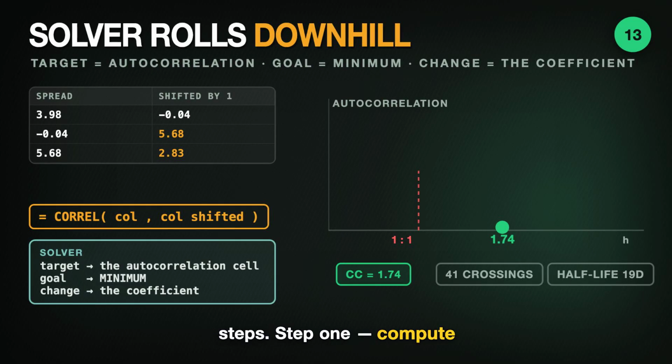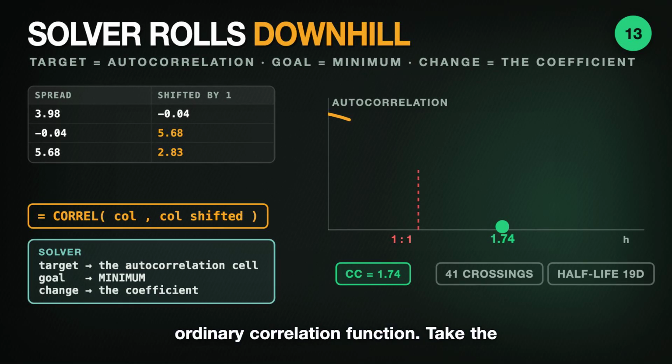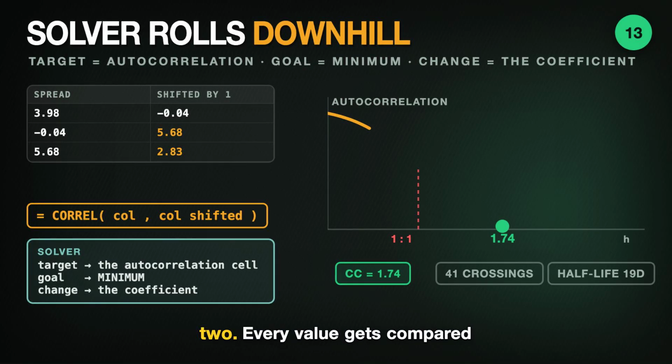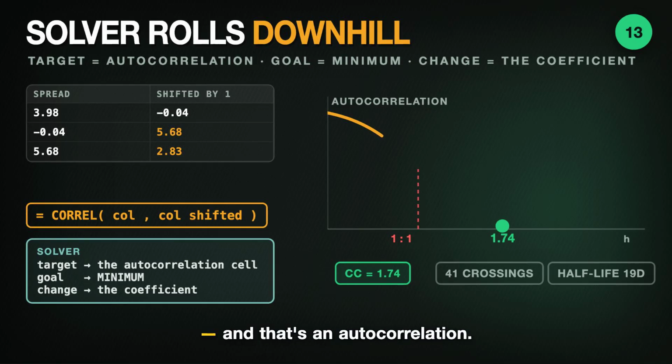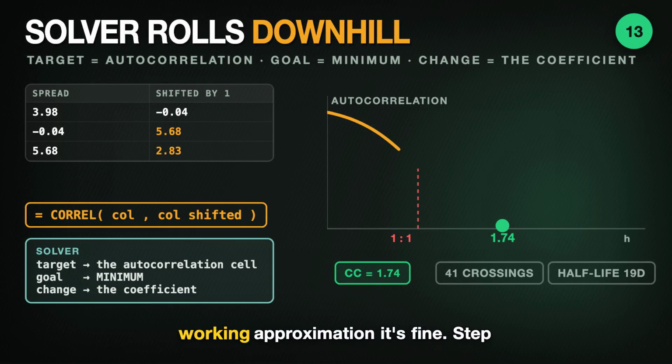Step 1. Compute the autocorrelation. Excel has no autocorrelation function, but you can build one out of the ordinary correlation function. Take the spread column and take the same column shifted down by 1 row and correlate the 2. Every value gets compared against its own previous value, and that's an autocorrelation. It differs slightly from the strict definition, but as a working approximation, it's fine.